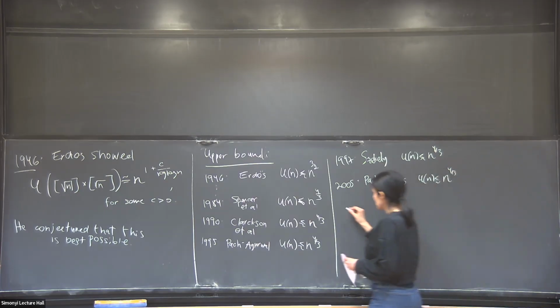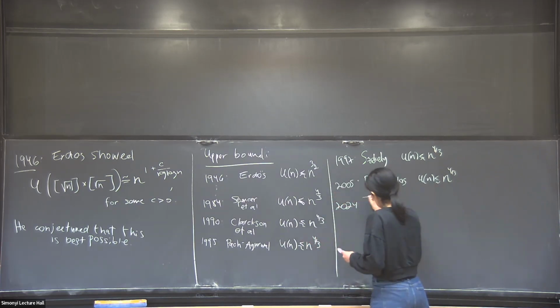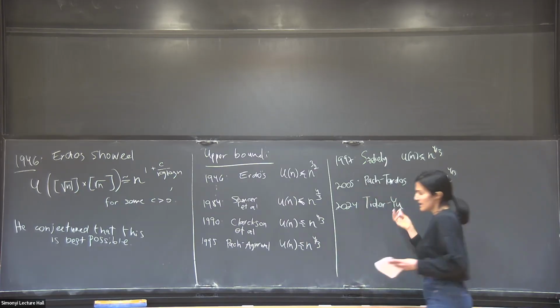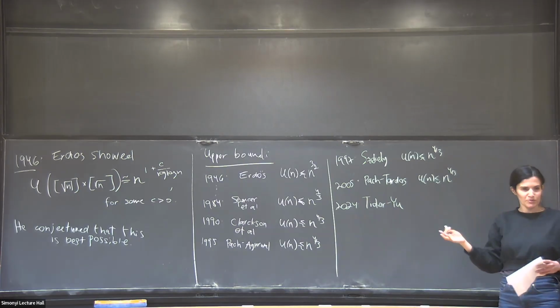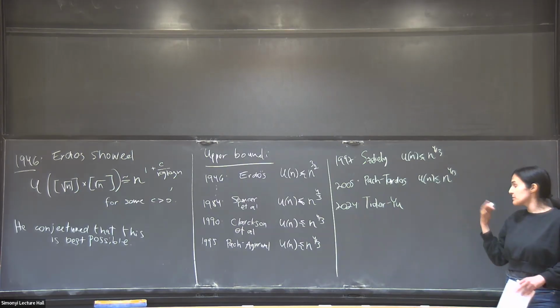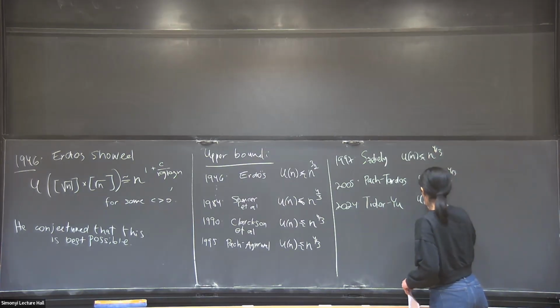And even recently, in 2024, in the work of Tidor and Yu, they developed some sophisticated multi-level polynomial partitioning technique, but even in their paper, they say that when they apply it to the unit distance problem, it gives the same bound of u(n) at most n to the power 4/3.